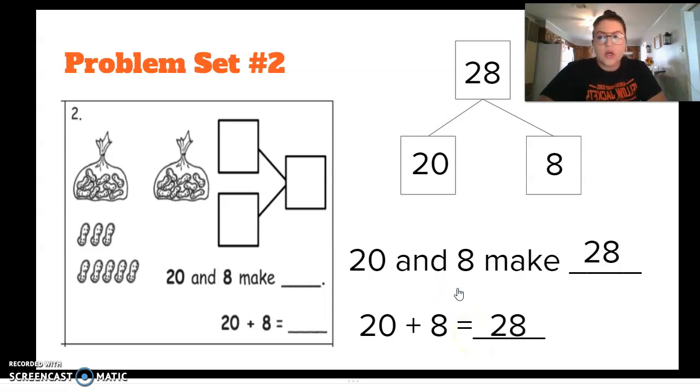28. So going back to our target, it was wanting us to take a 2-digit number. So here we have a 2-digit number, and they're wanting us to show 10s and 1s to make that 2-digit number. So we said 20 and 8 make. So we broke it up into its 10s and 1s to get to our 2-digit number.